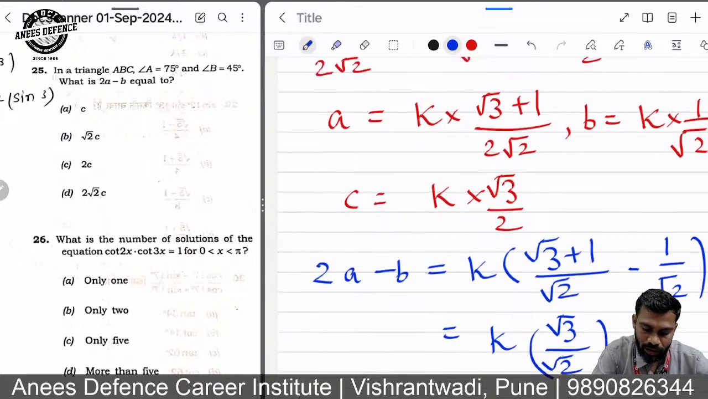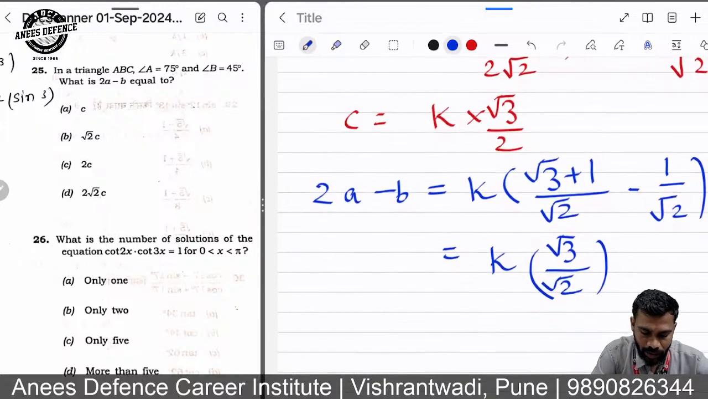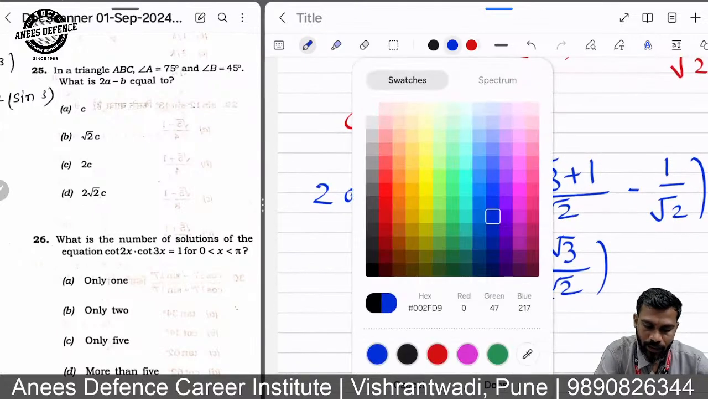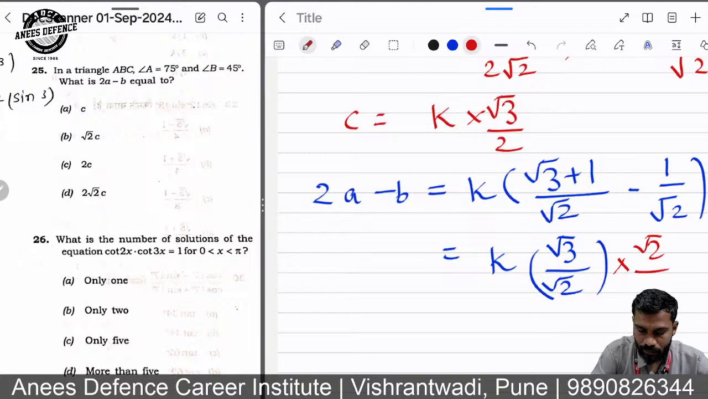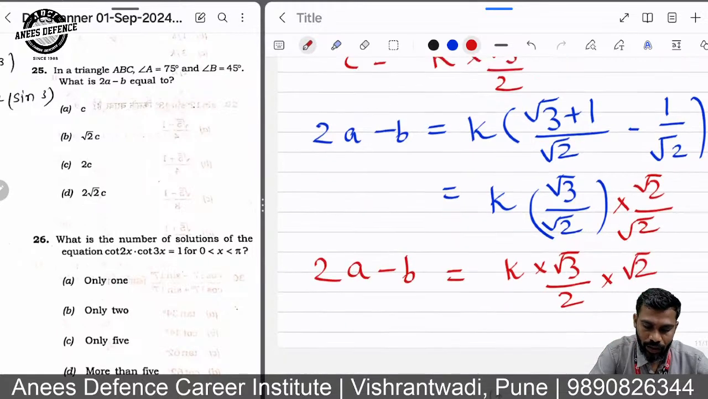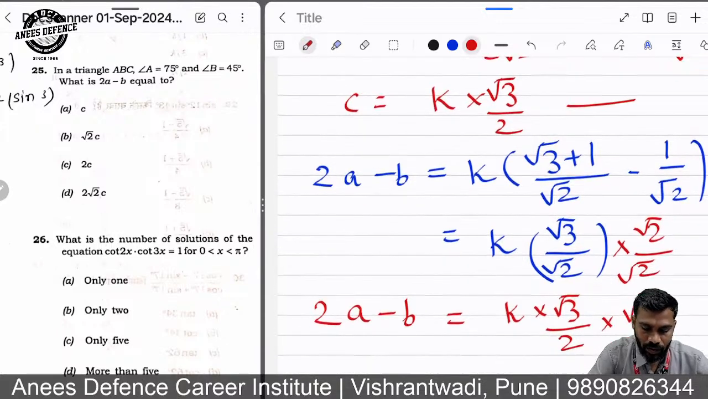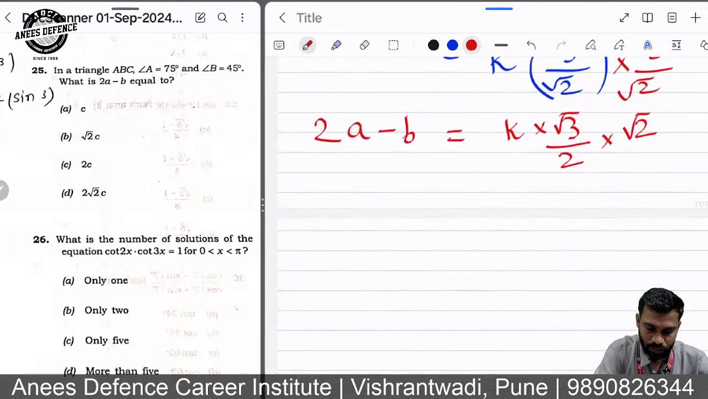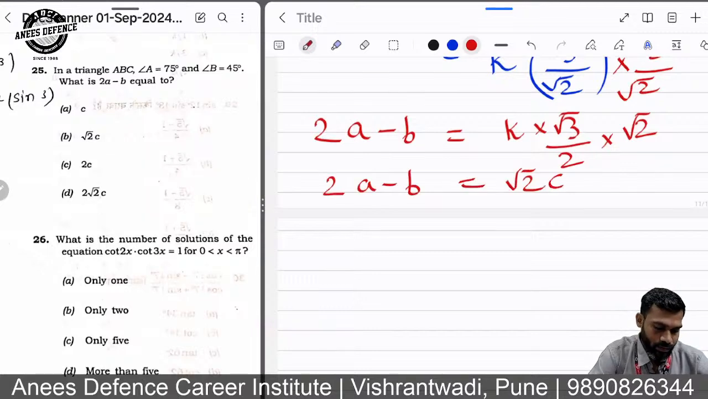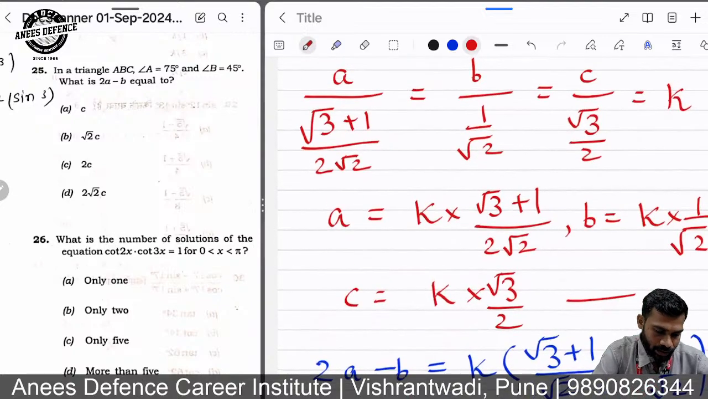Now we need to put this value in terms of C. So what I can do, I can just multiply and divide by root 2. Right? So this will give you K into root 3 by 2 into root 2. Now this is 2A minus B. Now we already know that K into root 3 by 2 is C. So 2A minus B will be root 2 C. So option B is the right answer.